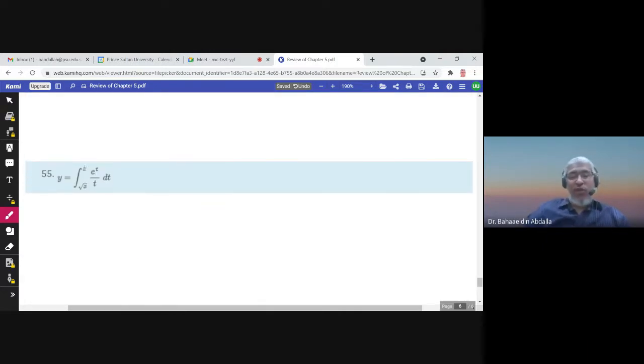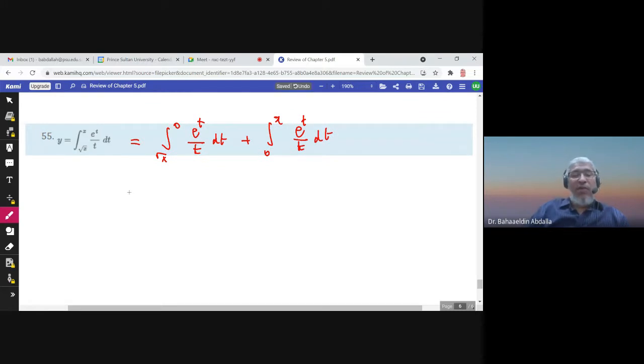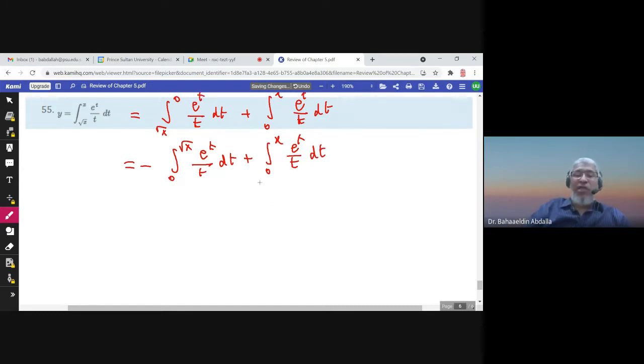Now we have two functions. So I will write it as an integral from square root of x to a number, let us say 0, plus from 0 to x. And now I will write the first one as a negative integral. I will change the limits and put a minus sign. I can do that, properties of definite integral. So what is this up to now? This is y. I did not find the derivative yet.